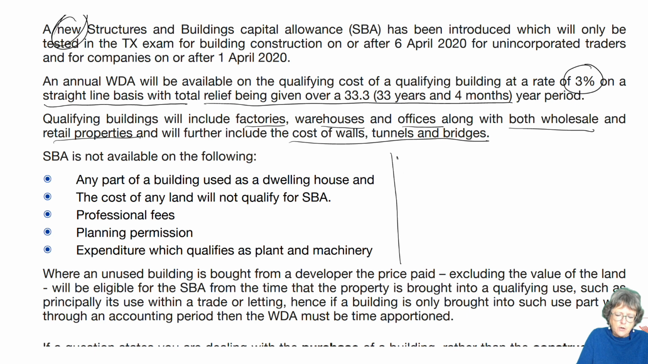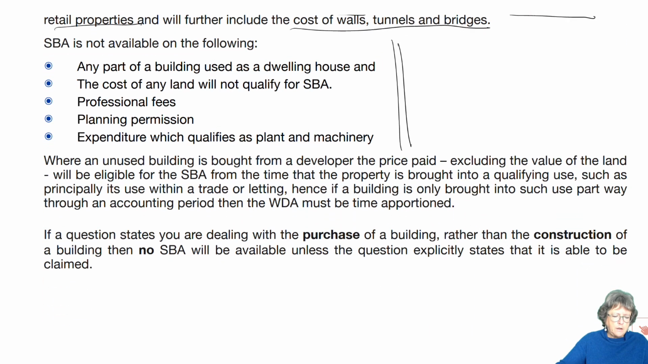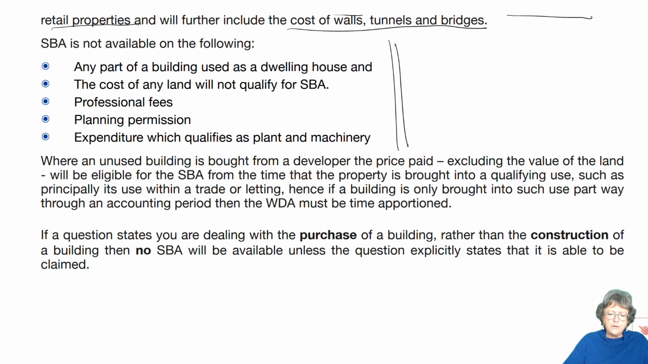This is what it does not include, so make sure that when you come across this in a question that you don't give the allowance on certain things. So if it's not a dwelling house, you can't have it on land, on the fees, on planning permission, and obviously plant and machinery, because that would be part of the capital allowances computation. So when an unused building is bought by a developer, the price paid, excluding the land, is eligible for SBA from the time that the property is brought into qualifying use, such as its use within letting or trade.